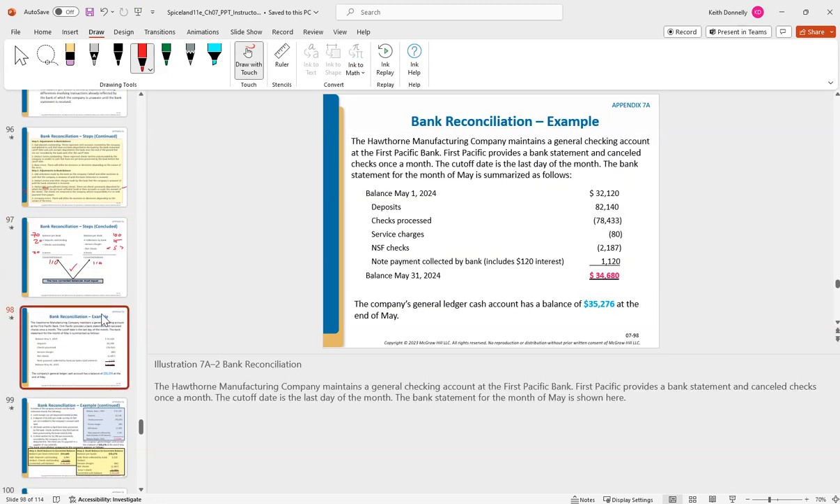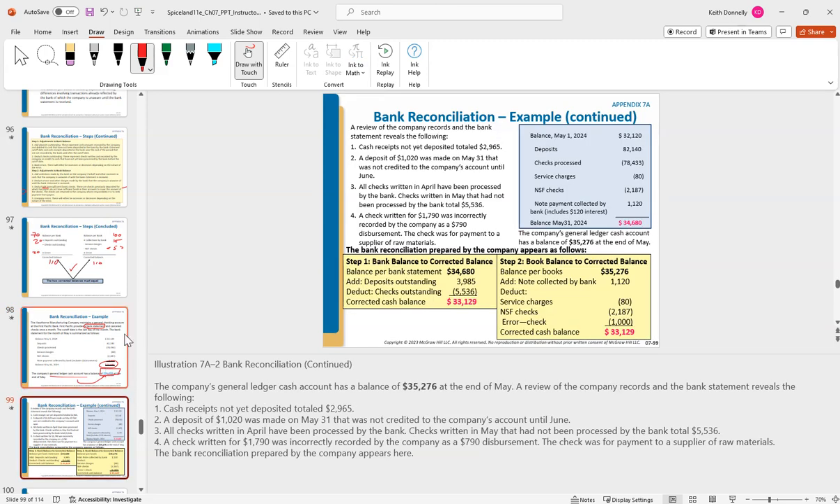So here's an example, right? We open up the bank statement. They tell us we have 34,000. We look at our cash account, we have 35. How do we deal with this? Well, starting with the bank statement, they say we have 34. We're going to have to add the deposits outstanding of 3,985. We're going to have to deduct the checks outstanding of 5,536, we're at 33,000.